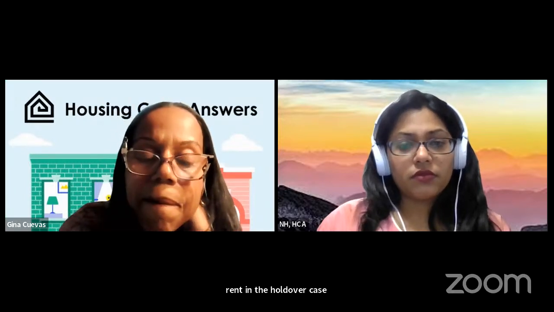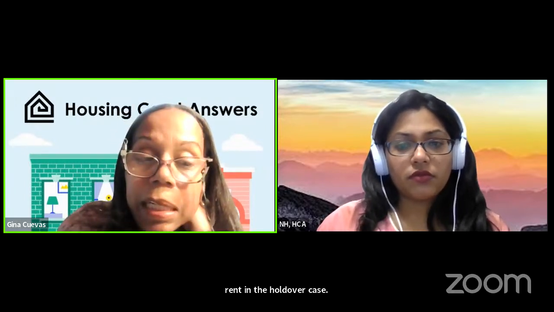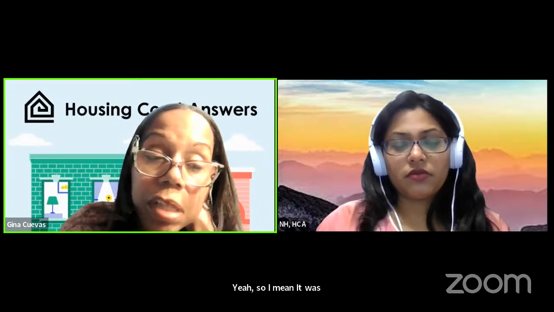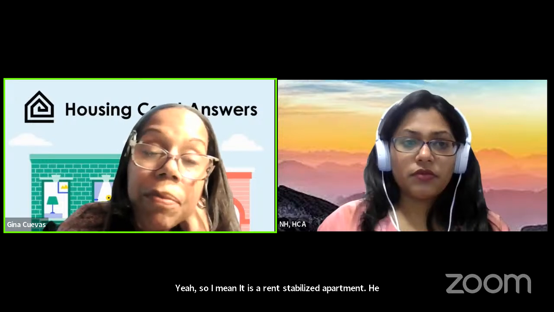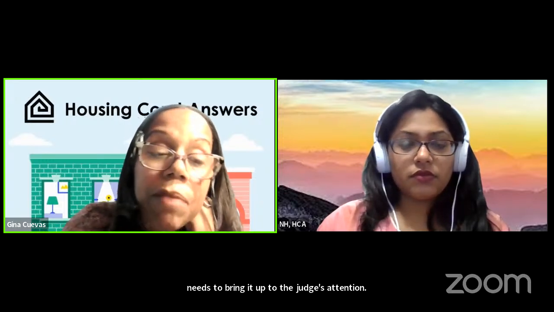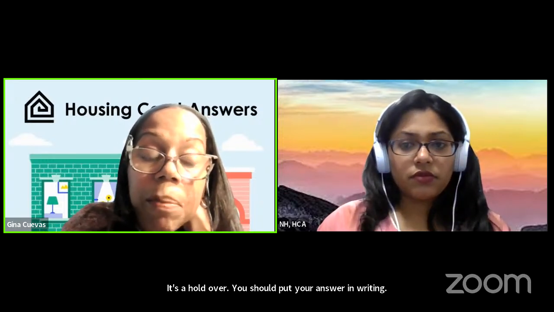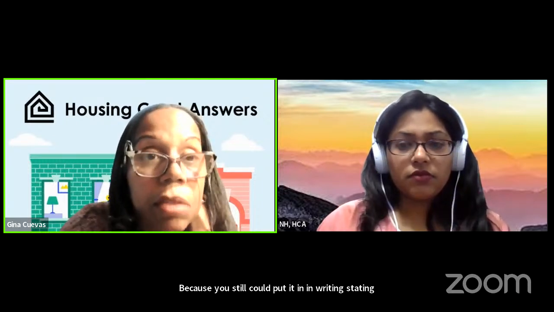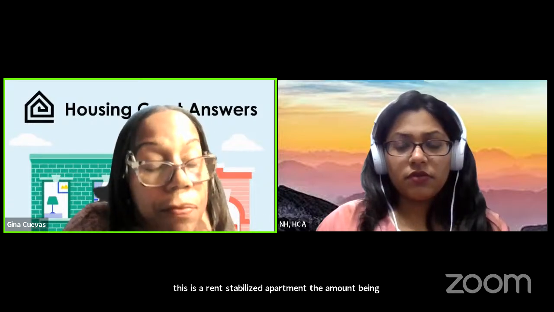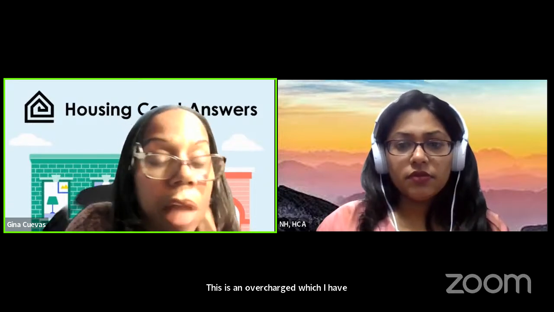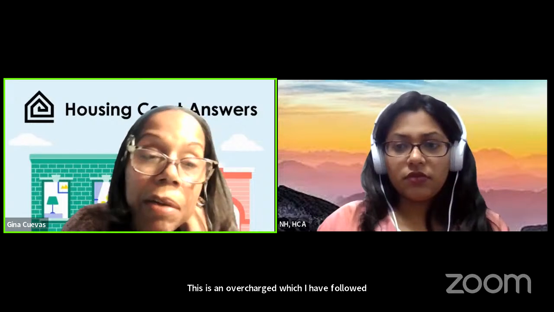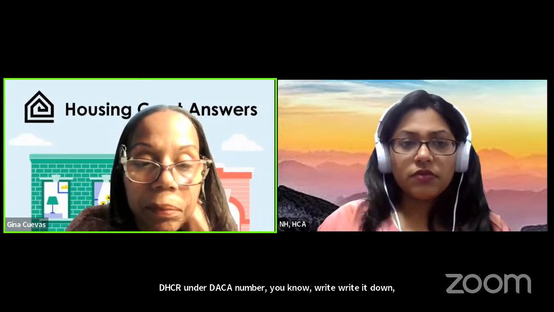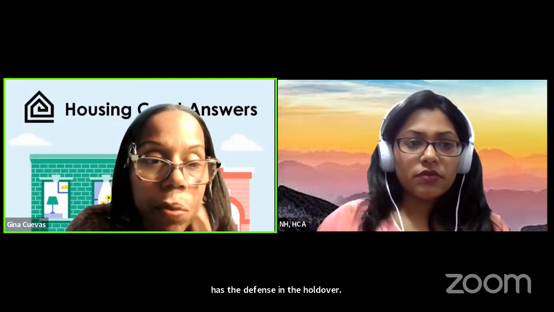Right. So if it's a rent stabilized apartment, he needs to bring it up to the judge's attention. If it's a holdover, you should put your answer in writing, stating this is a rent stabilized apartment. The amount being claimed as rent owed is incorrect. This is an overcharge, which I have filed a case in DHCR under docket number, and write it down as a defense in the holdover. I hope that answered his question.